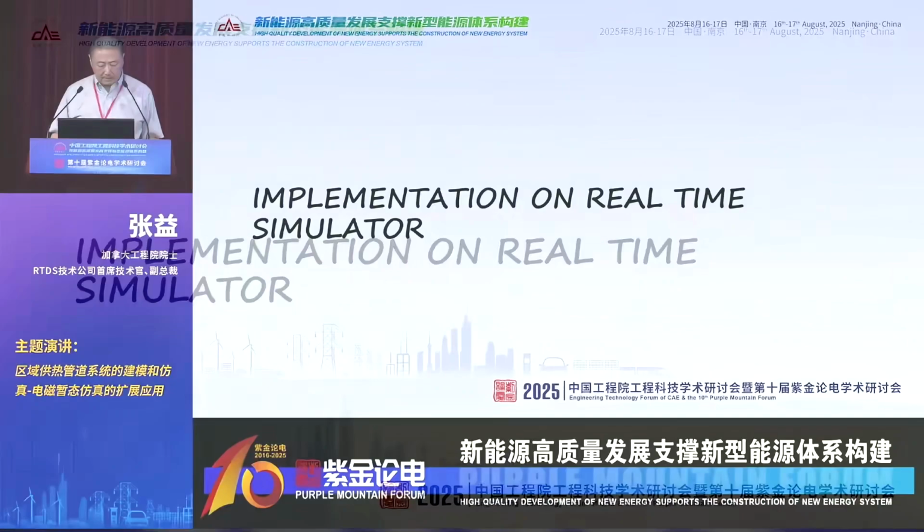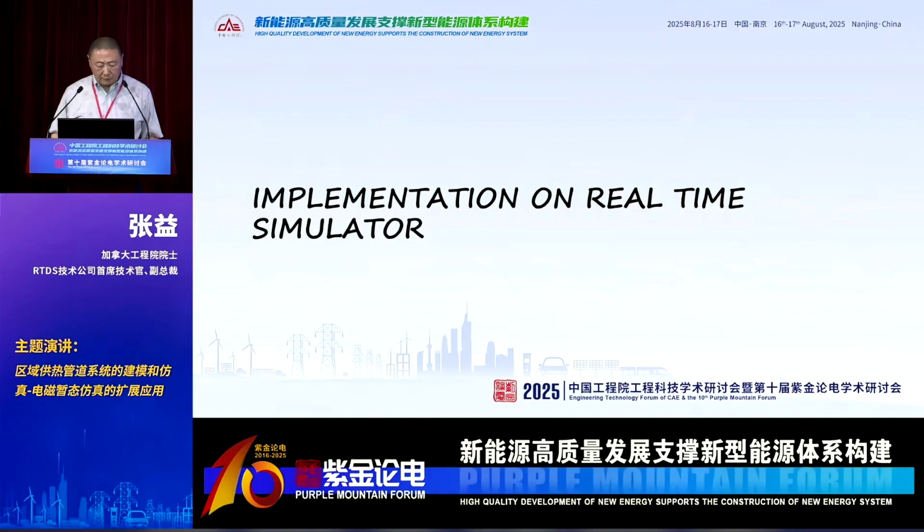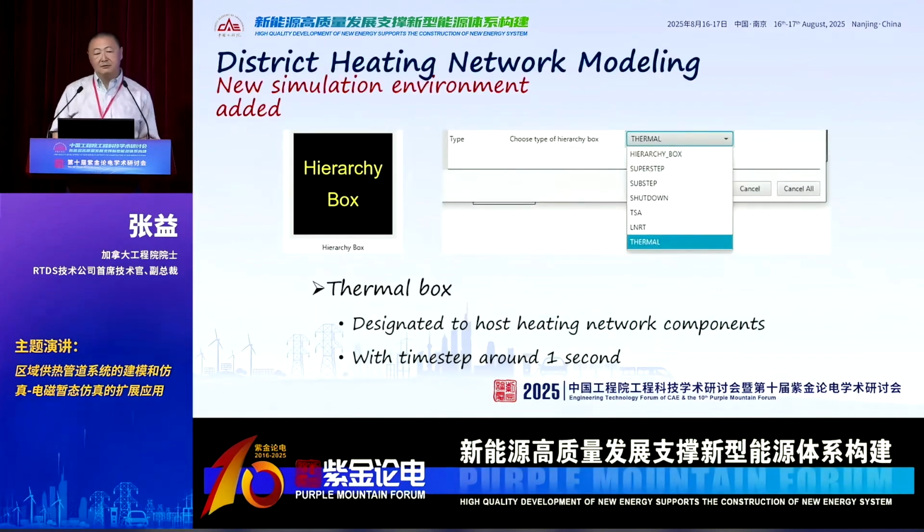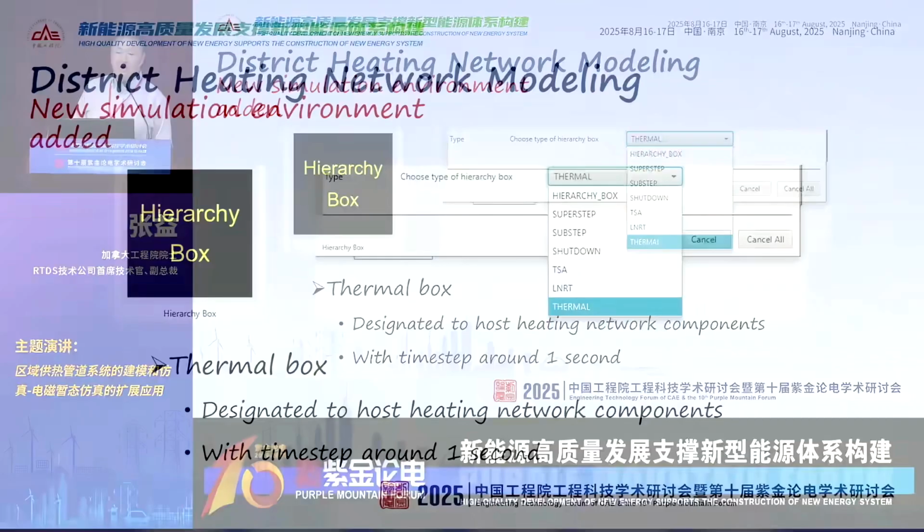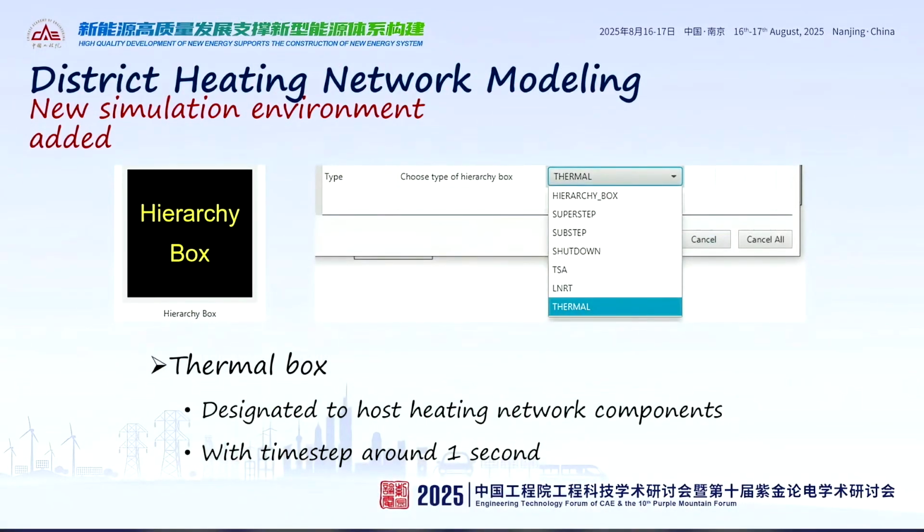Then this is the modeling. In order to implement the real-time simulator, we have the heat pipeline, but the heat model and the power system model are different in time constant. The electrical circuit part is very fast, but the hydraulic part is very slow. So we shouldn't solve them in the same time step.